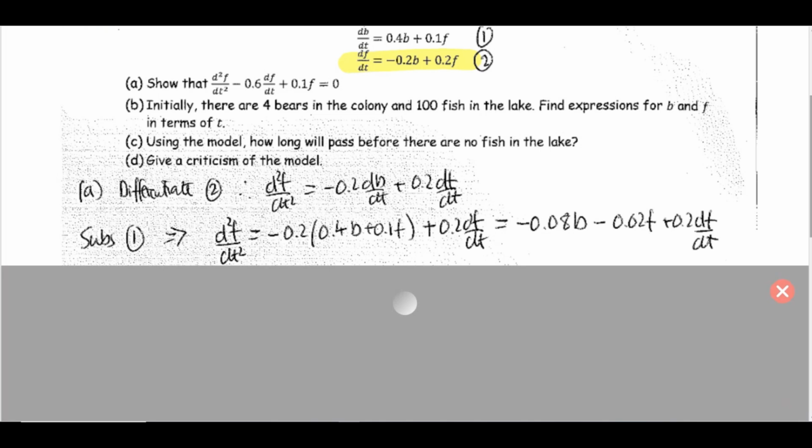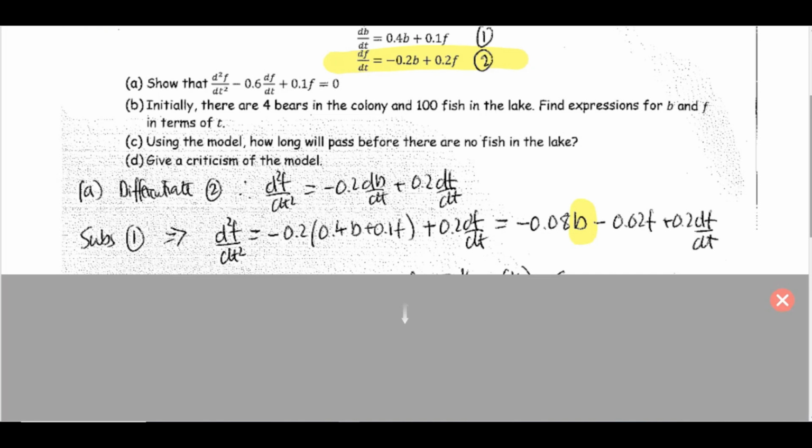Now I need to get rid of this B here. To get rid of this B here, I'm going to go back to equation 2, the one I did earlier, and rearrange that to get B in terms of F and dF by dt, because these are the quantities we are interested in.